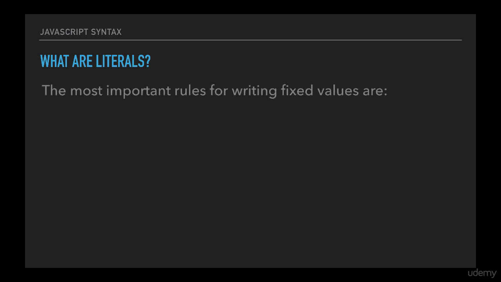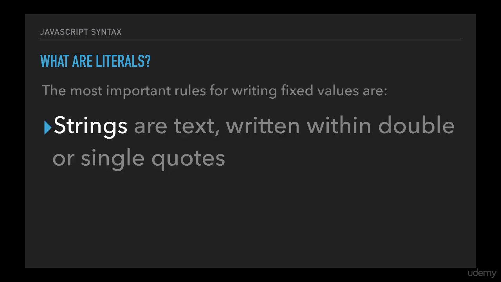Now, the most important rule for writing fixed values for strings is that text is written within double quotes or single quotes. So "John Doe", you can see I have it starting with a double quote and ending with a double quote. I can also have 'John Doe' in single quotes. This indicates to JavaScript that this is a string literal.